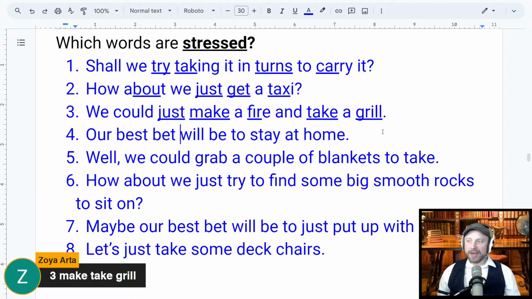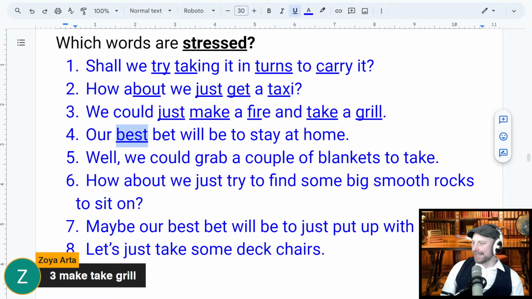All right, Pallavi, let me read the sentences, see if it helps. Our best bet will be to stay at home. Well, we could grab a couple of blankets to take. How about we just try to find some big smooth rocks to sit on? Maybe our best bet will be to just put up with it. Let's just take some deck chairs. So our best bet will be to stay at home. I think you can argue about be, but I'm going to put it stay at home.